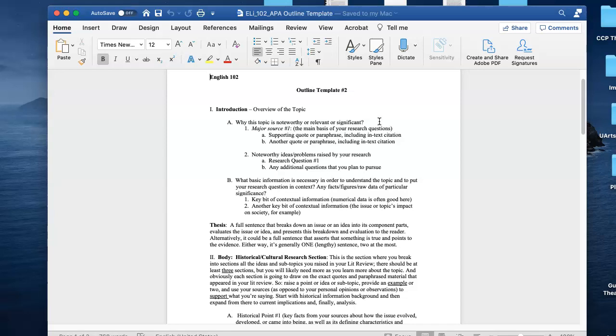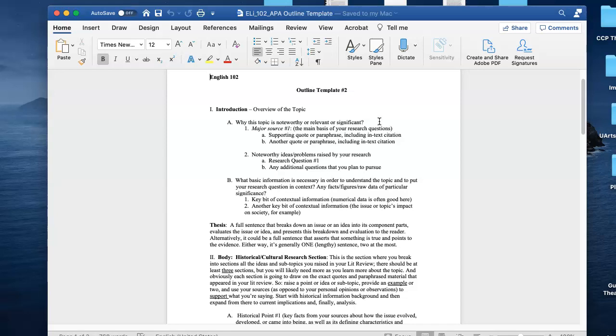Make sure you include a supporting quote or paraphrase, including the in-text citation. You might want to actually have two. It doesn't have to be a direct quote. It can be a paraphrase. As I've said to you before, professors like me love paraphrasing. It's great, but remember, paraphrases must also have in-text citations.